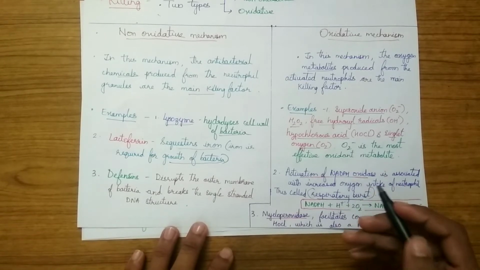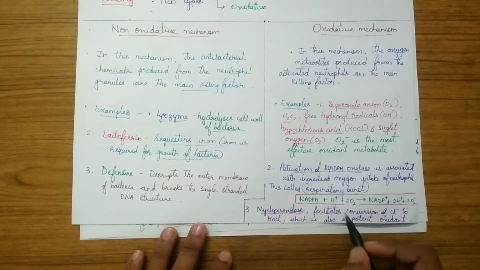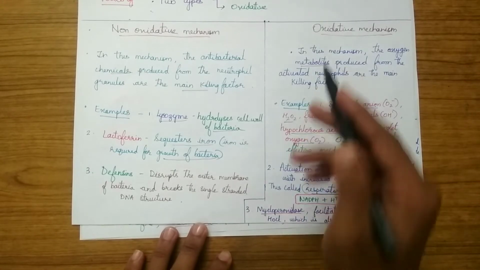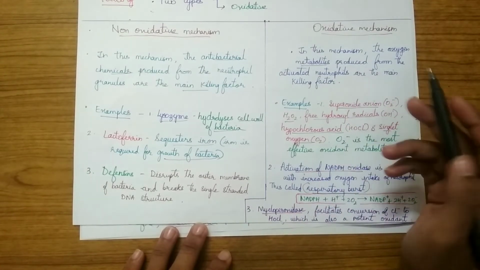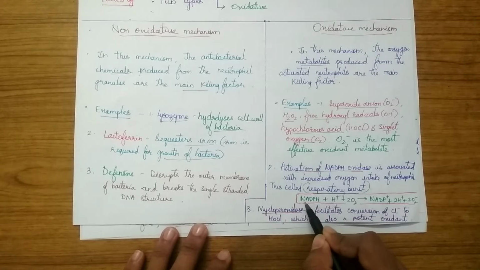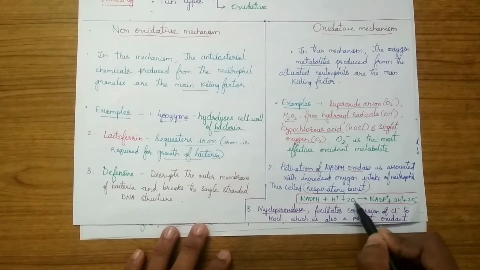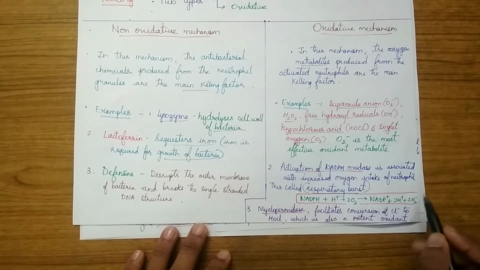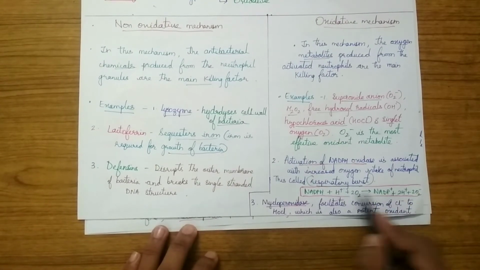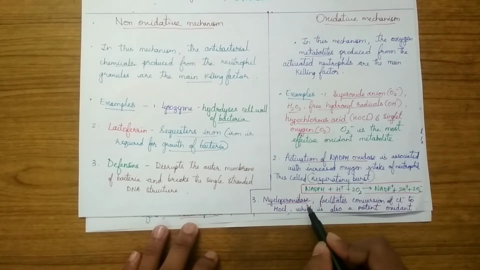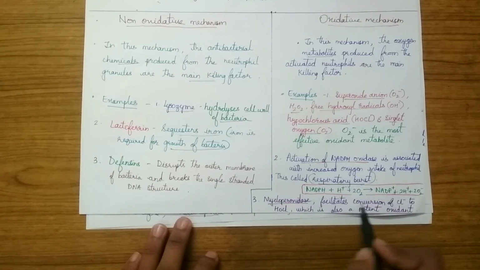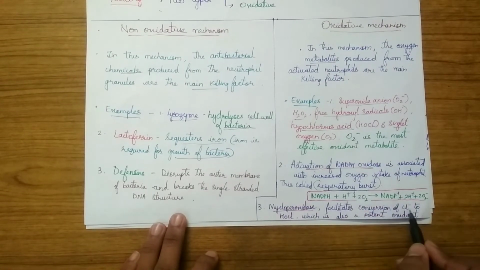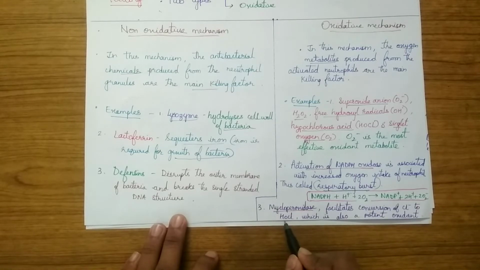This process is required for the production of superoxide anion, which is the most important oxygen metabolite in the oxidative mechanism. The process is NADPH plus H plus 2O2 gives rise to NADP plus 2H plus 2 superoxide anion. This is an important process and you need to remember this. The next example is myeloperoxidase. It facilitates the conversion of chlorine minus to HOCl, which is also a potent oxidant.